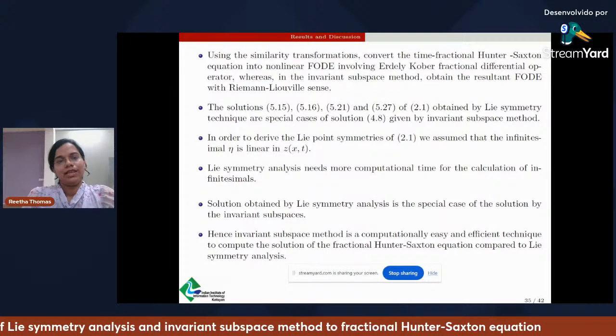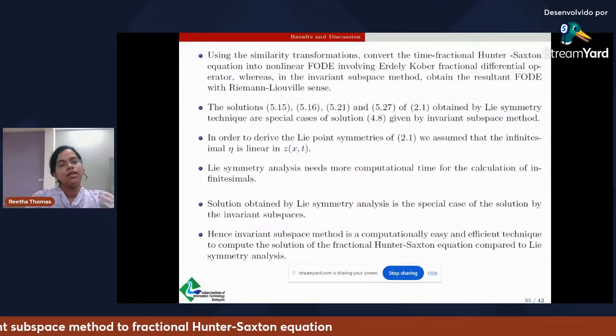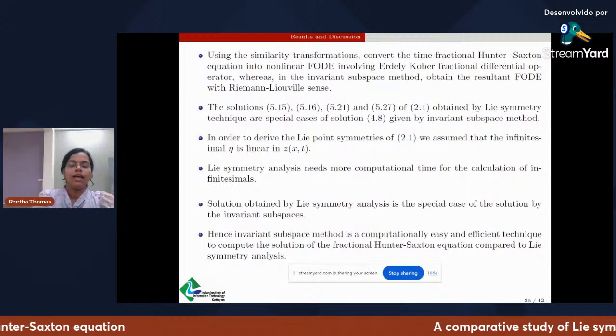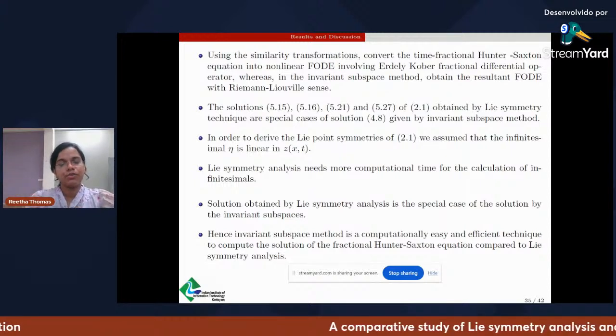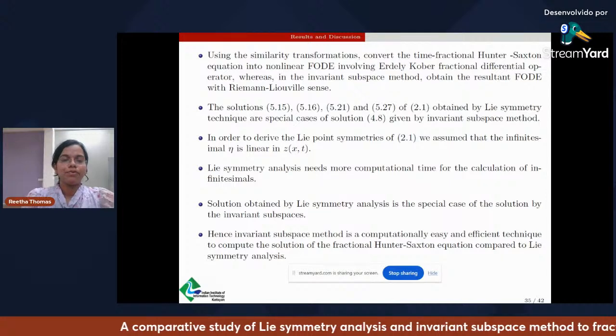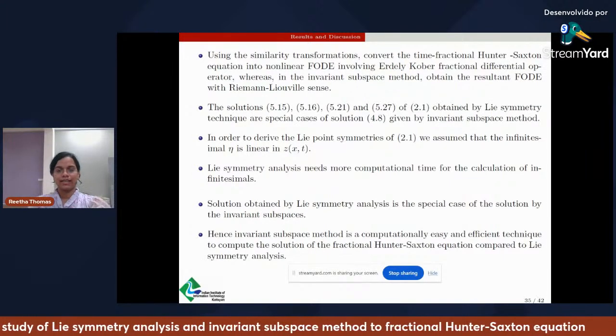Instead of the fractional HS equation, we can use these techniques for fractional differential equations and fractional differential difference equations, and many types of fractional equations can be solved using these efficient techniques.